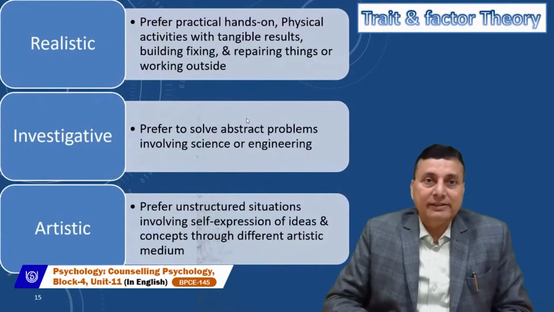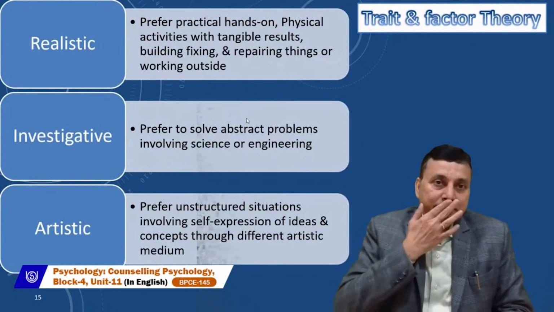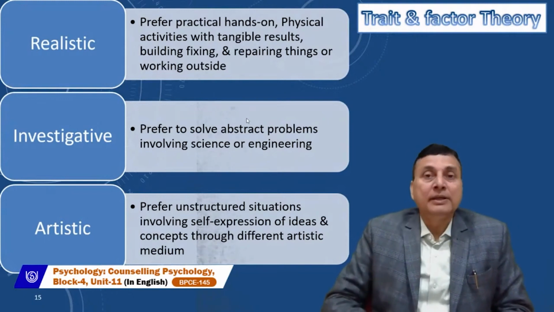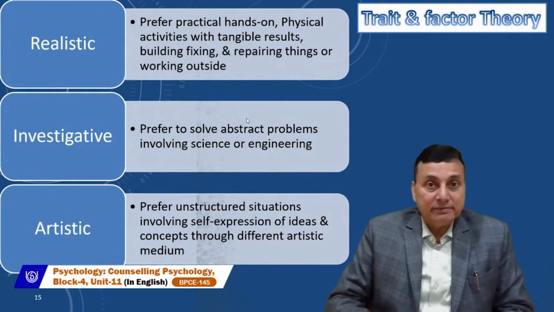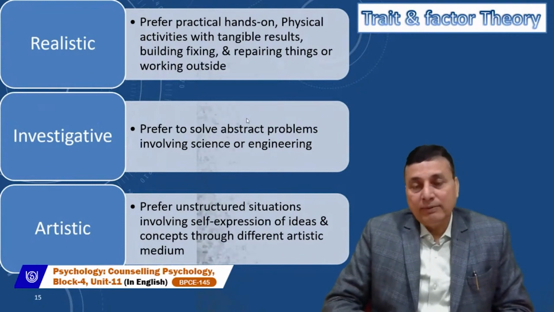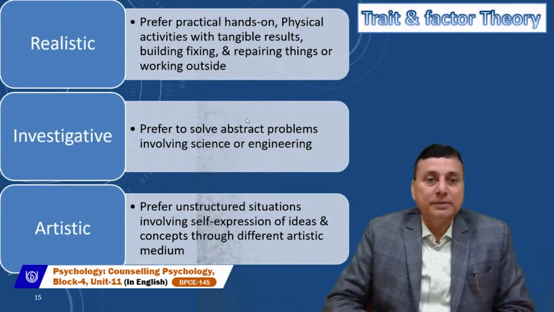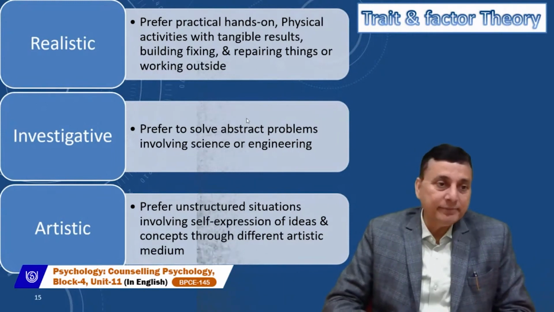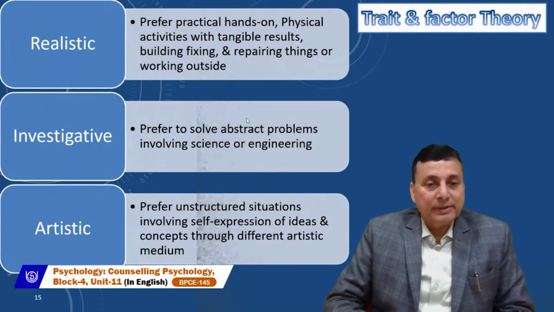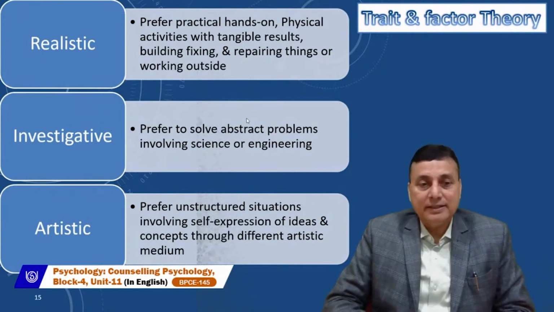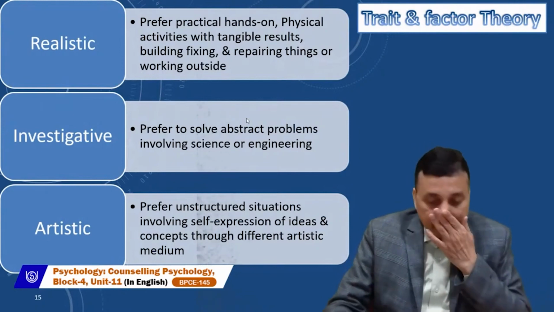So let us see the trait and factor theory. What is realistic? Prefer practical hands-on physical activities with tangible results, building, fixing and repairing things or working outside. Investigative is prefer to solve abstract problems involving science or engineering. Artistic means prefer unstructured situations involving self-expression of ideas and concepts through different artistic mediums.